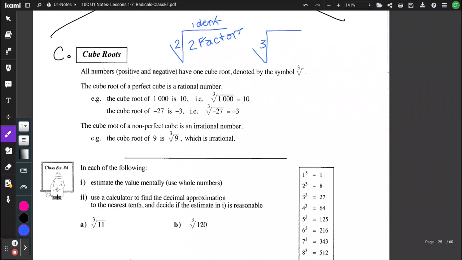Oh, my goodness. Why, oh, why? I-D-E-N-T. Okay, identical factors. Whereas here, we're going to have 3 identical factors.